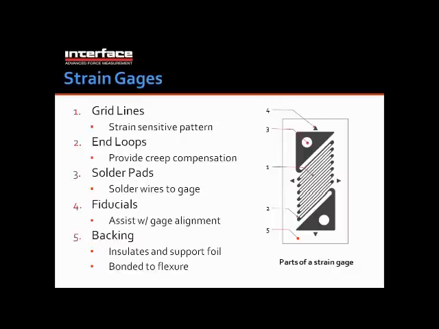And the last item, number five, is the backing. The backing serves two purposes. The first is to isolate the metal foil from the flexure, meaning that it prevents electrical shorts between the foil and the flexure. Also, its second purpose is to provide support for the foil material, and it is along the backing where the epoxy is applied in order to bond the strain gauge to the flexure.